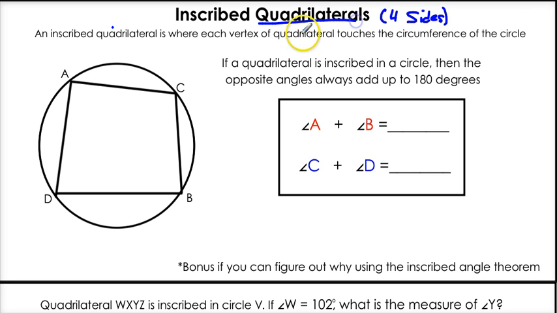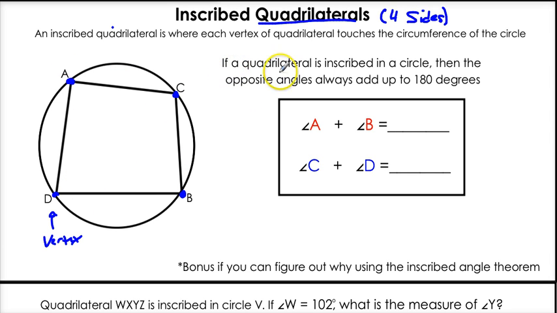And just like with a triangle, an inscribed quadrilateral is where each vertex of the quadrilateral touches the circumference of the circle. So this is a vertex, this is a vertex, this is a vertex, and this is a vertex. See, those are my vertices. And they all touch the circumference of the circle.